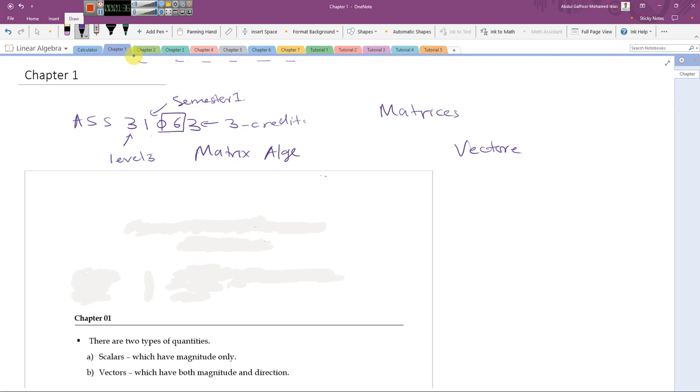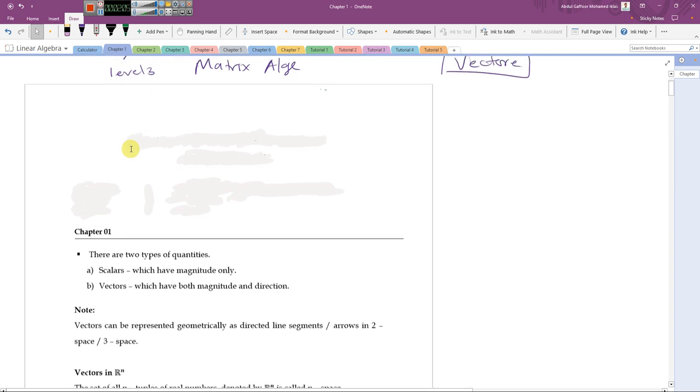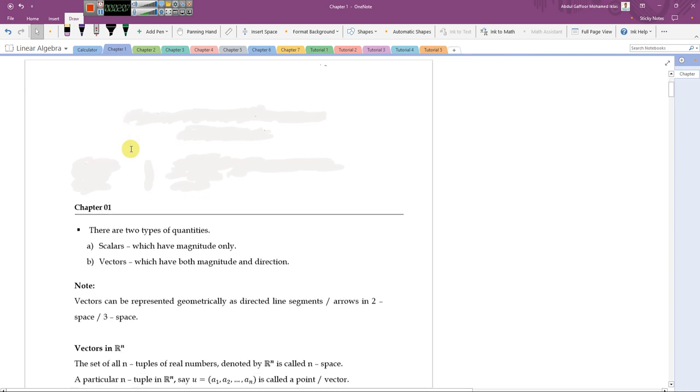In the first chapter, we will be completely talking about vectors, and in the second chapter, we will be purely talking about matrices. In the later chapters, starting from chapter 3, we will be combining matrices and vectors and talk some theories related to both. So let me first start with chapter 1. Chapter 1 is all about vectors.